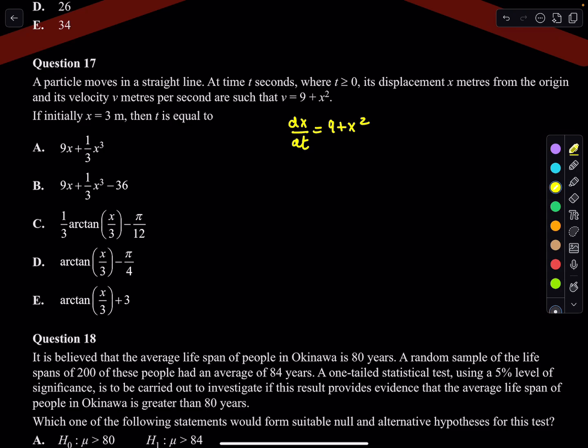And can you see how it's in terms of x? Yep. I'm going to reciprocate it because I want to get dx at the bottom: 1 over 9 plus x squared. And I want to anti-derive it so I can get the time. So that's what we want.